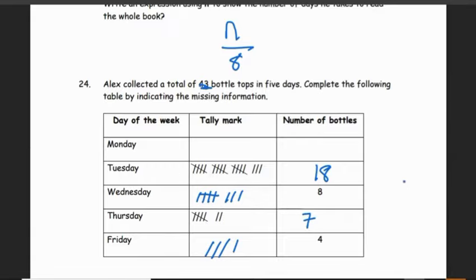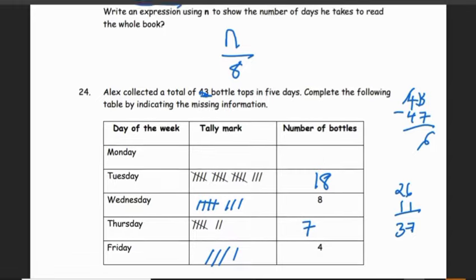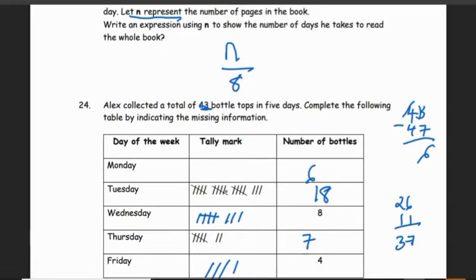So 18 plus 8, that will give us 26. Then 7 plus 4, that will give us 11. So there we have 37. So this is the one that we have already recorded. So to get the ones that are remaining, you just need to take 43 and then you subtract 37. So what are we going to have there? We're going to have 13 minus 7, which is 6. Now, for this case here, we're going to write 6 and then we put our tally. So you're going to have 1, 2, 3, 4, 5, and then we have the sixth one.